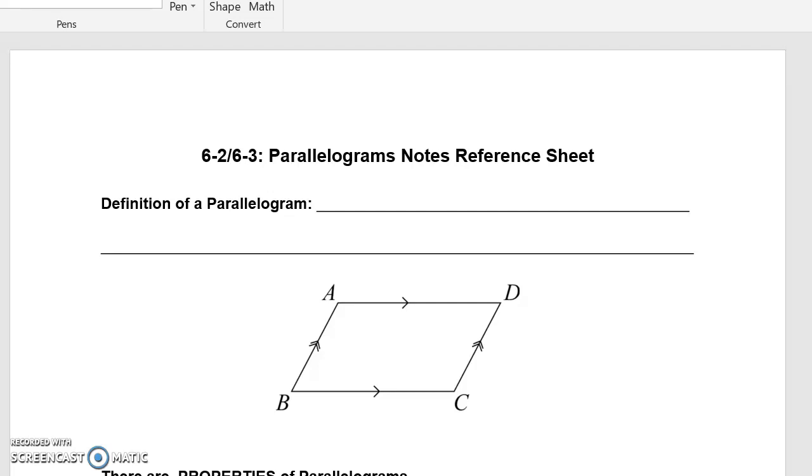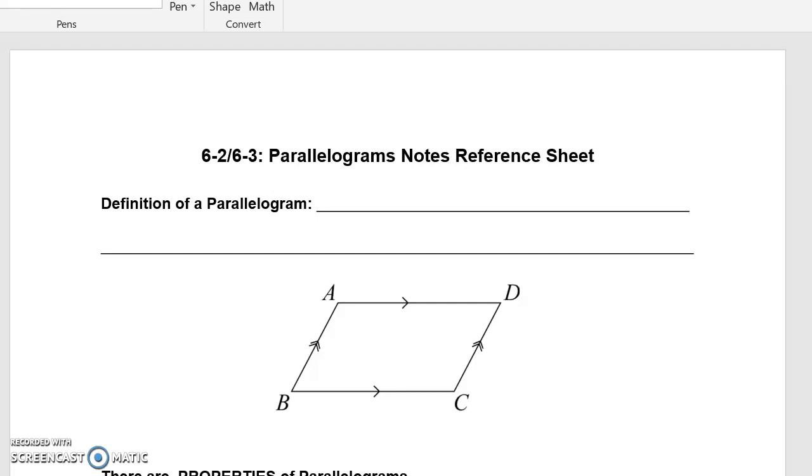Hi guys. So I thought that I would make a video of the answer key of the notes with explanations behind the problems and diagrams and pictures to try to help you understand the concept a little bit better. So let me know if this is helpful to you.